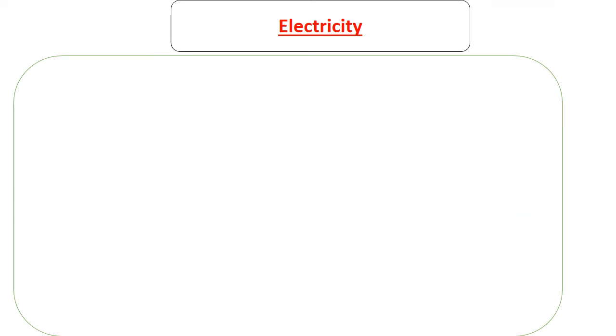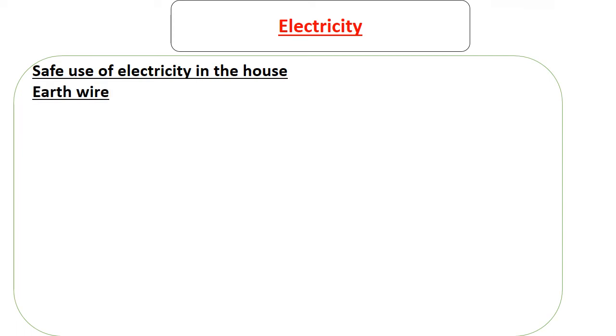So how do we protect ourselves from these hazards? Safe use of electricity in the house. First, earth wire. So always have an earth wire. Sometimes when lightning strikes a house, an earth wire can protect the house. When lightning is about to strike, it actually attacks the tallest metallic object. So if there is an earth wire nearby, then the earth wire will get that electricity and take it to the ground.